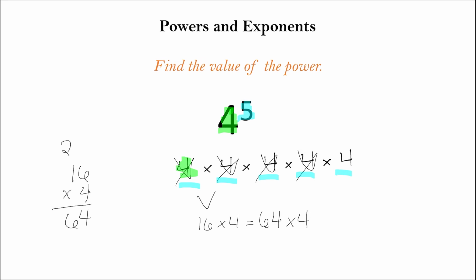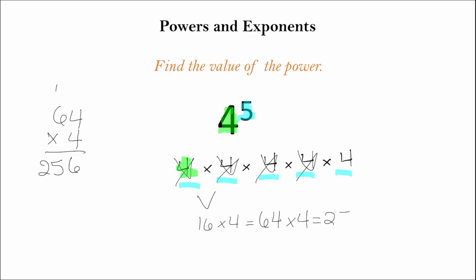Then I'm going to bring down the next 4, 64 times 4. Go ahead, do long multiplication again. Now we have 64 times 4. 4 times 4 is 16. 6 times 4 plus 1 is 25. So it equals 256. Final 4, bring it down.